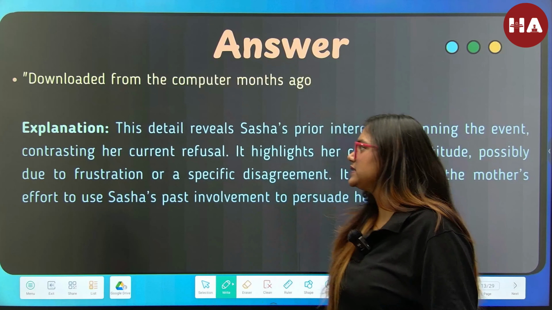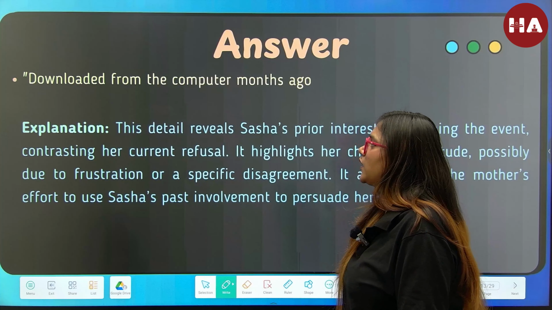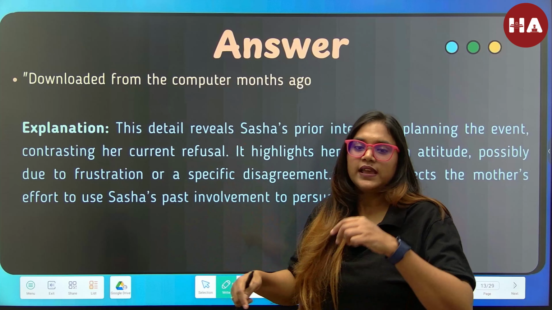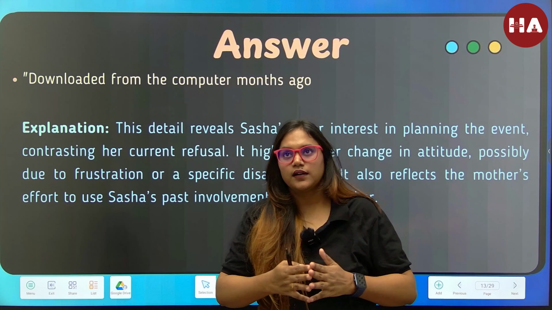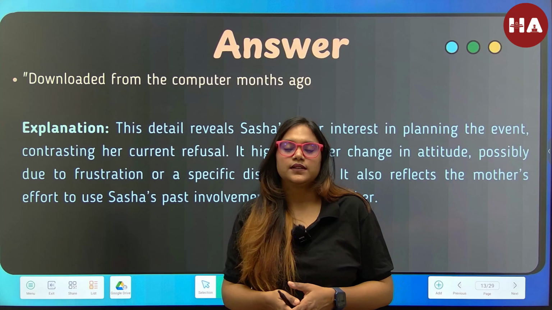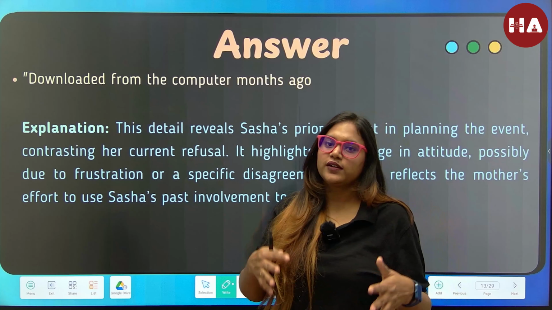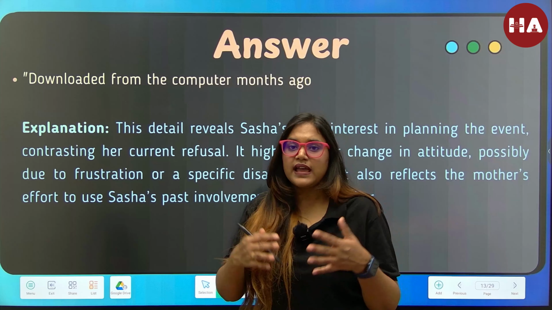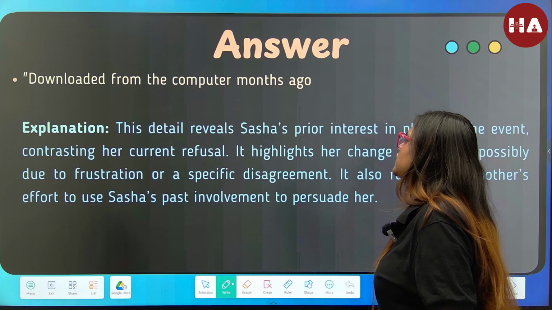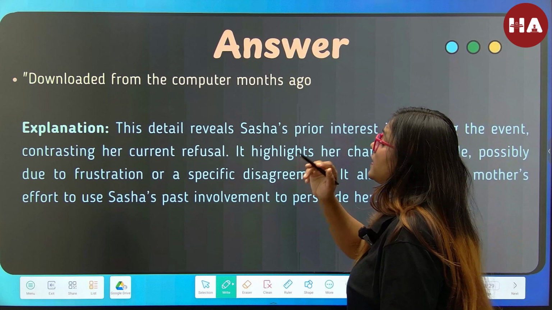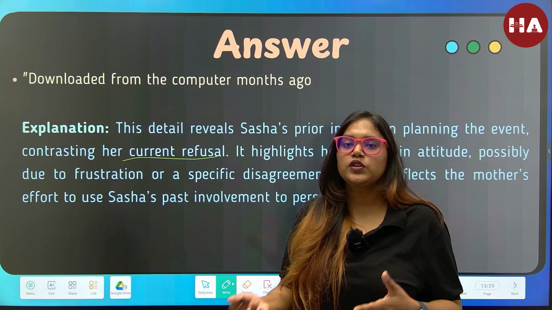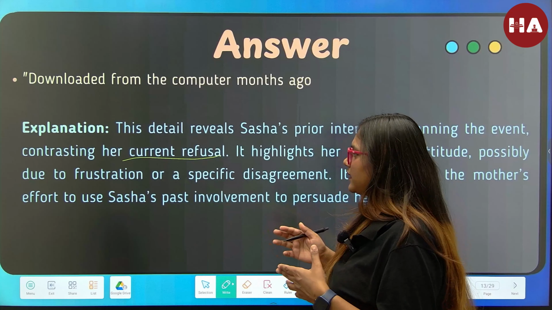Let's see the last phrase, downloaded from the computer months ago. Let's see this phrase only, without reading the explanation. If you have written something like this, where you have written that Sasha was already excited and was waiting desperately for her special day, for this birthday, then that is also correct, students. Let's see this one. This detail reveals Sasha's prior interest in planning the event, contrasting her current refusal. So when she does not want to invite someone, we get a contrast here.